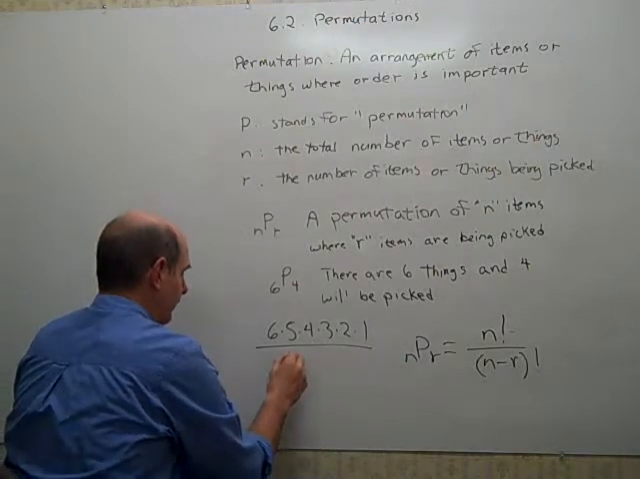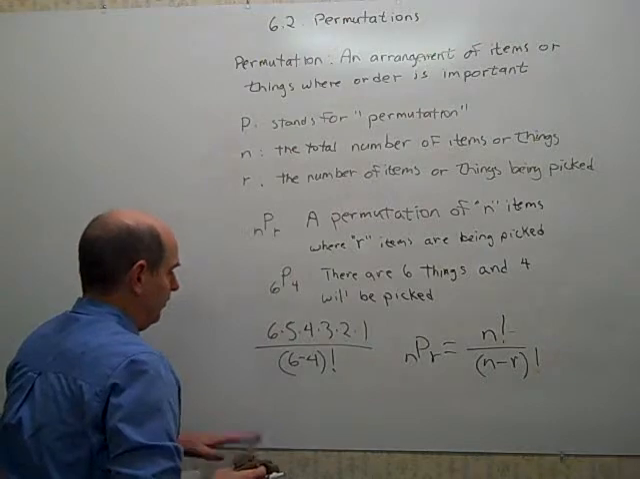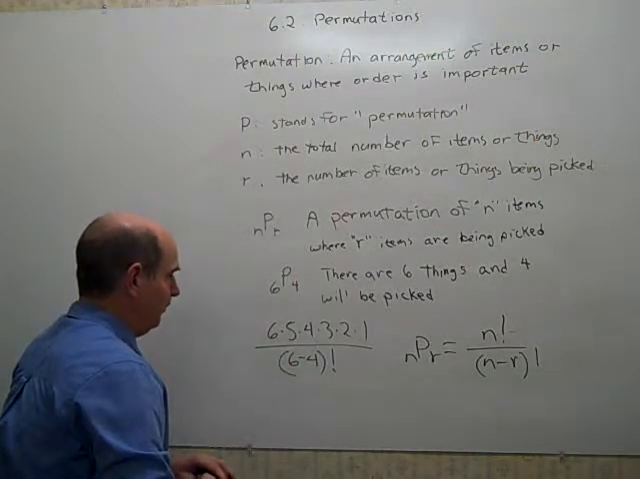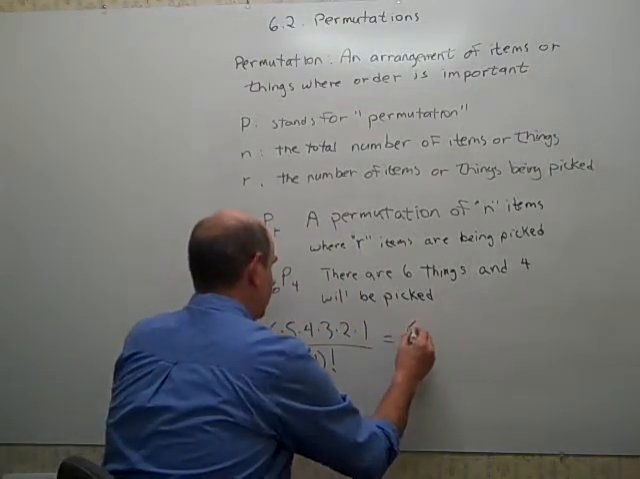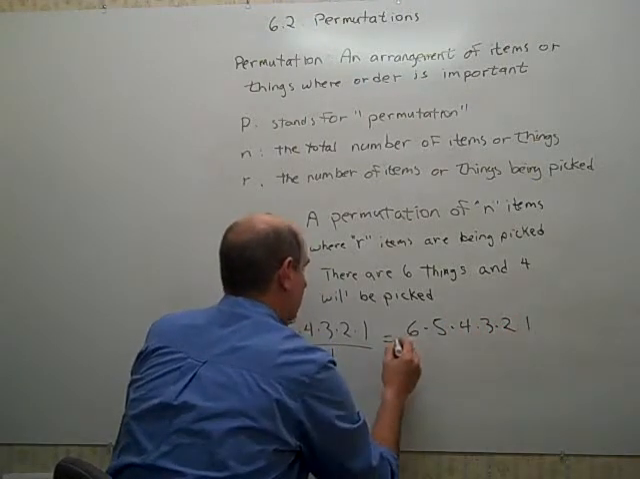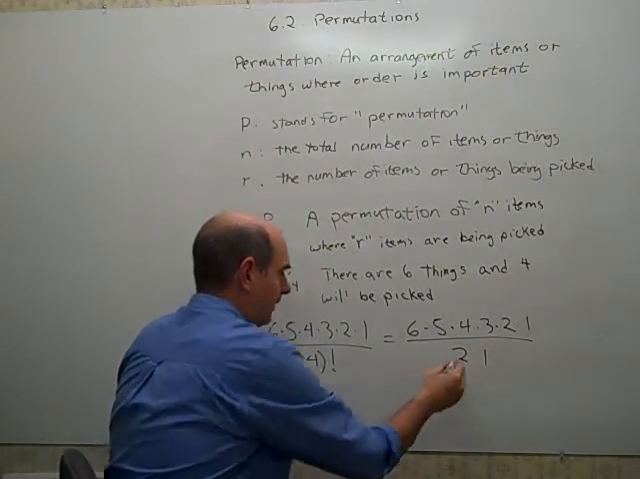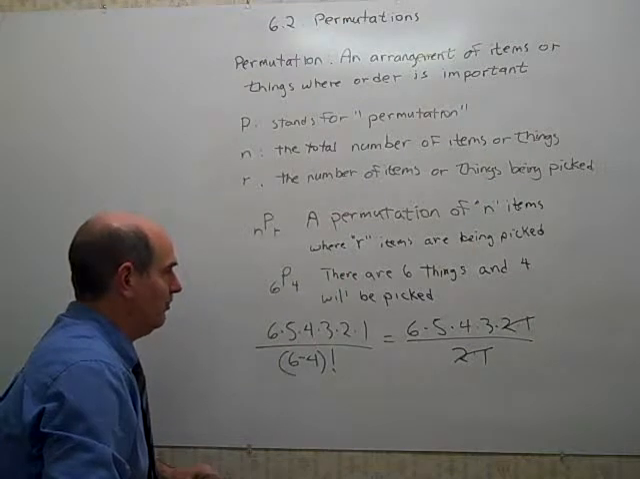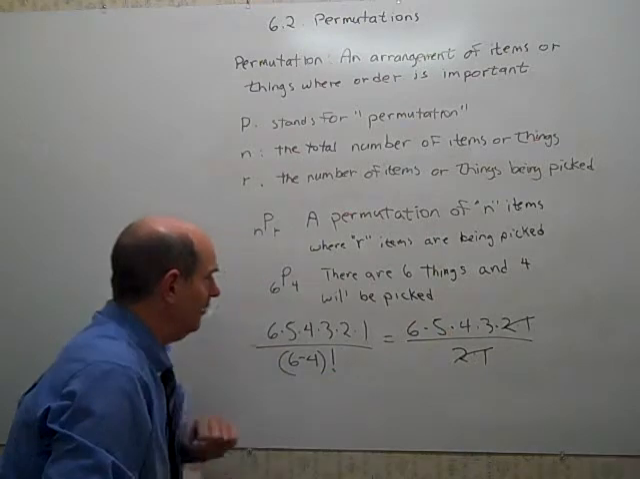N minus r factorial would be 6 minus 4 factorial, and you have to simplify things in parentheses first. 6 minus 4 is 2, so that would be 2 factorial. So I would have 6 times 5 times 4 times 3 times 2 times 1 over 2 factorial, 2 times 1. And then this would cancel out, leaving me with 6 times 5 times 4 times 3. Should be, again, the 30 times 12.